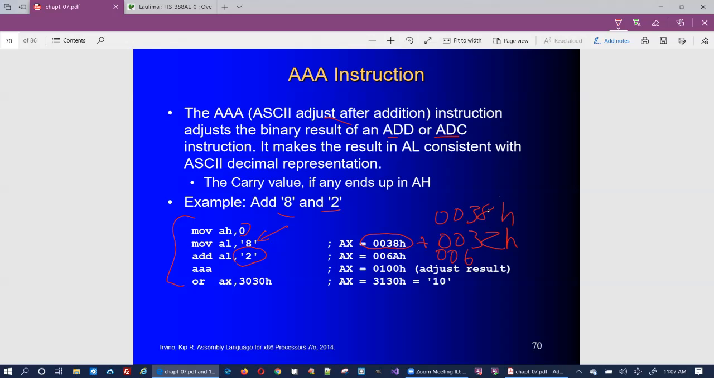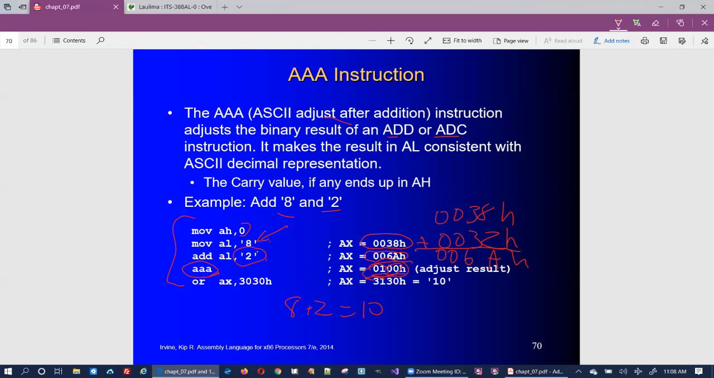we get 006A. We have 0038H, where 8 plus 2 is A, and then 3 plus 3 is 6. So this is the result, this is what ends up in AX. Then we do this ASCII adjust instruction, and it turns this 6A into 0100 hex. And that's exactly what it should be, because really 8 plus 2 is 10.